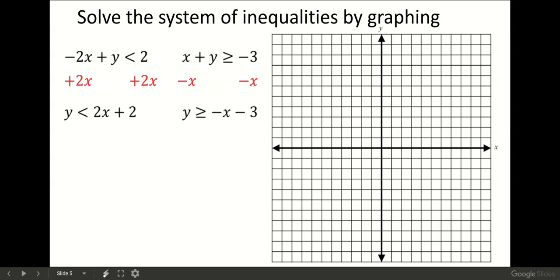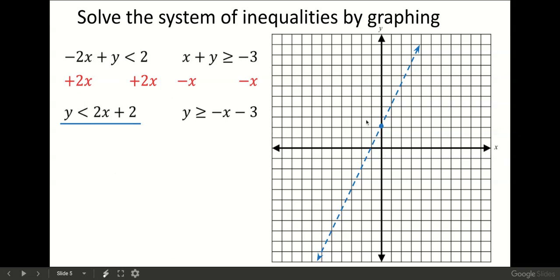So now let's go ahead and graph them. So I'm going to graph this one in blue. Again, I'm going to start at the y-intercept of positive 2, and it also has a slope of positive 2, so it's going to go up 2 over 1, up 2 over 1. It is dashed because it cannot equal the line.